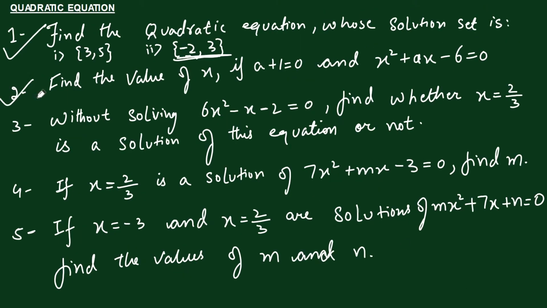Going to the second one: find the value of x if a plus 1 is equal to 0 and x square plus ax minus 6 is equal to 0. So they have given here a quadratic equation from which we need to find x. We can't solve this quadratic equation directly and find the value of x because we don't know this a. It's unknown here. They have already told us a plus 1 is equal to 0, and then we will substitute this a value here.